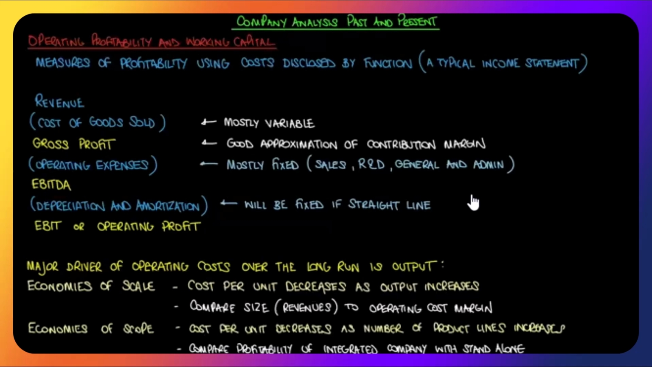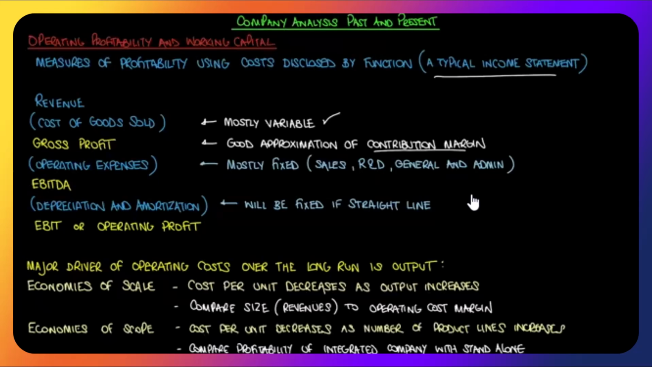That is, as we've said, the typical income statement. So how do we interpret that? You can look at it and say we've got revenue less cost of goods sold. They are mostly variable. Not completely, but mostly. So your gross profit is actually a good approximation of contribution margin, and you could just work with that. Then you have operating expenses, which are mostly fixed, such as your sales, general and admin, R&D.